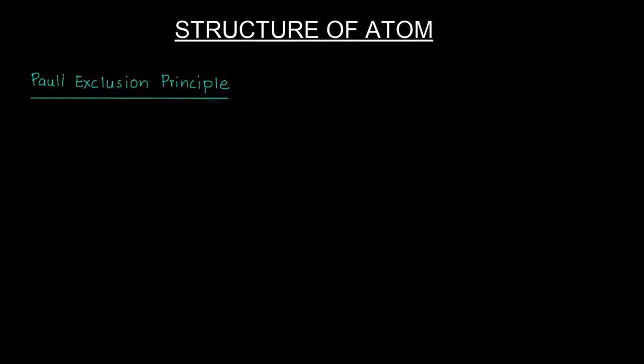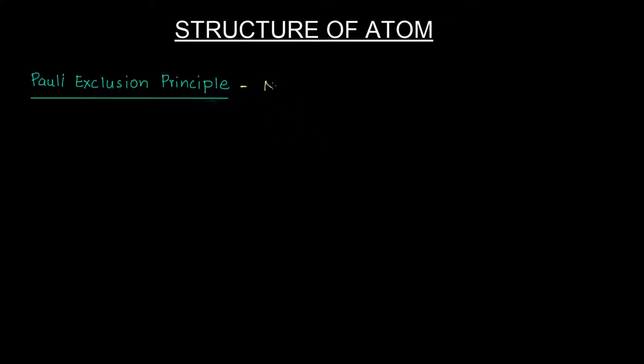Now we have seen that in each orbital there must be two electrons. Only two are allowed. But the formal reason why that should happen is due to Pauli's exclusion principle, which states that there cannot be any two electrons with the same set of all four quantum numbers, right? So that immediately sets the limitation on the number of electrons in an orbital, right?